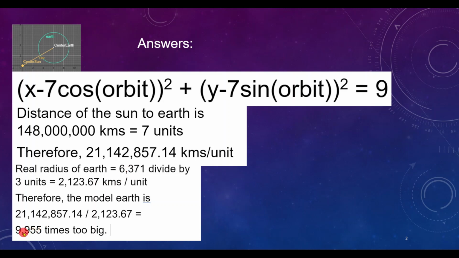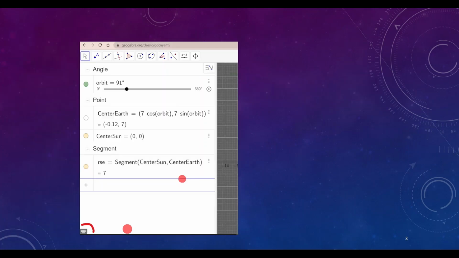The bottom line is we can't possibly get to scale, so our Earth is actually about 10,000 times too big, but not to worry. I think we'll still be able to see what we want to be able to see.